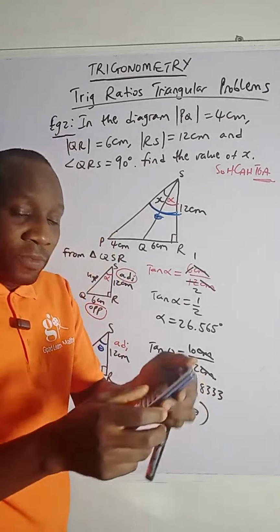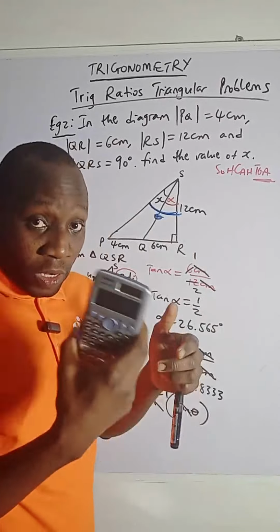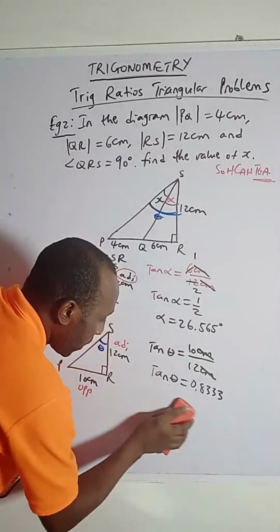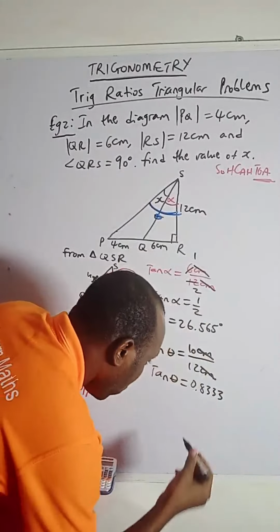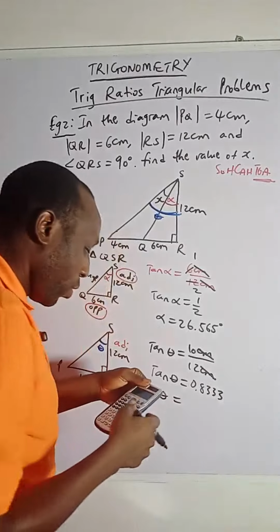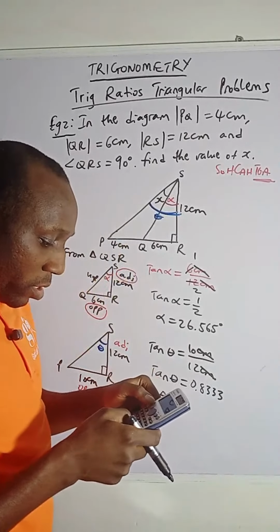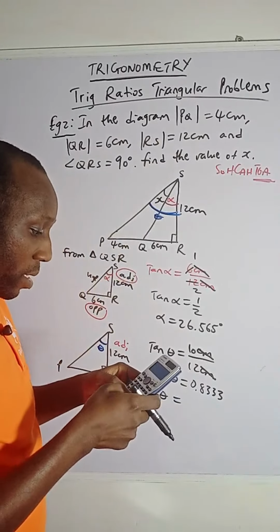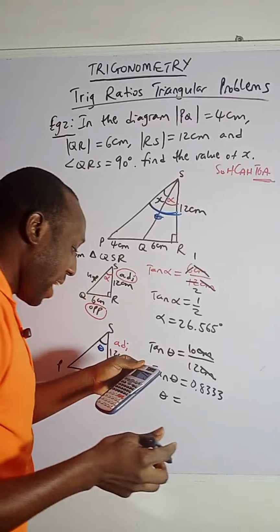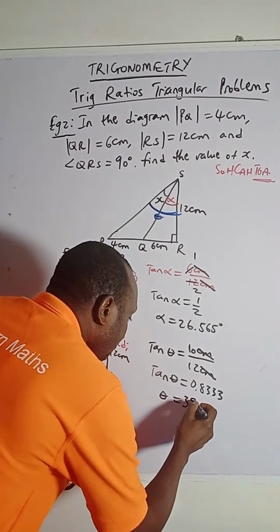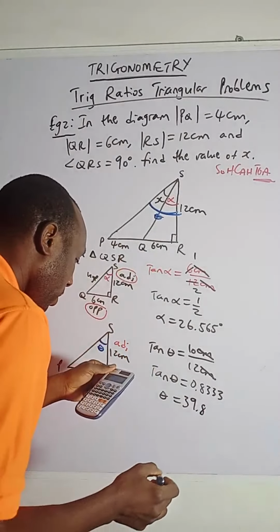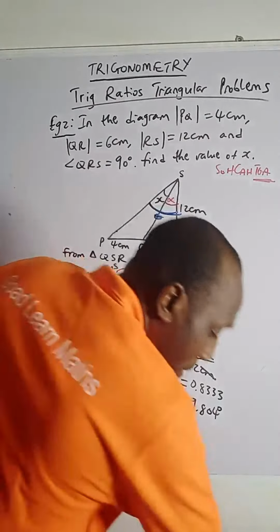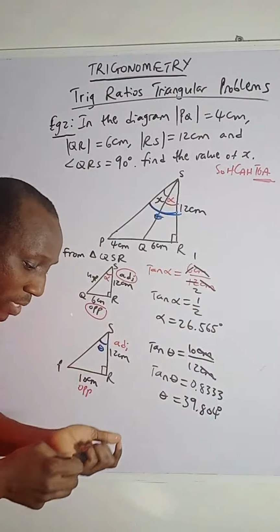So when I say tan inverse, if you have this type, just press shift tan, and it gives you a tan inverse. So who can tell me what is the tan inverse of 0.8333? Shift tan 0.8333 is 39.804 degrees.